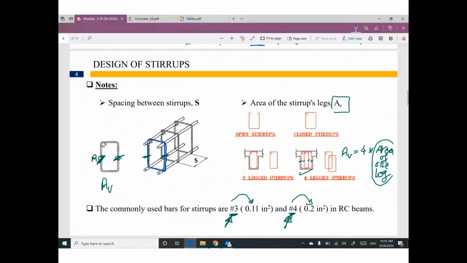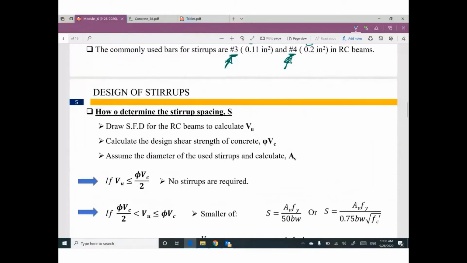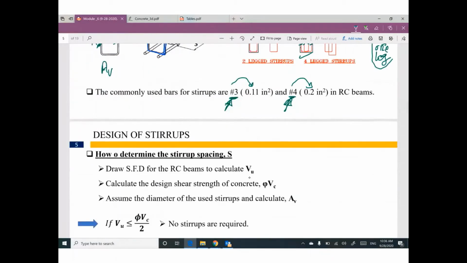Be careful about how many legs the stirrup has. Most of the time, 2 legs, the regular one, rectangle. But sometimes we have more complicated stirrups with many legs, if you have very heavy shear. Most of the time, the design bars for shear or for stirrups are number 3 or number 4. Most of the time, 99%.